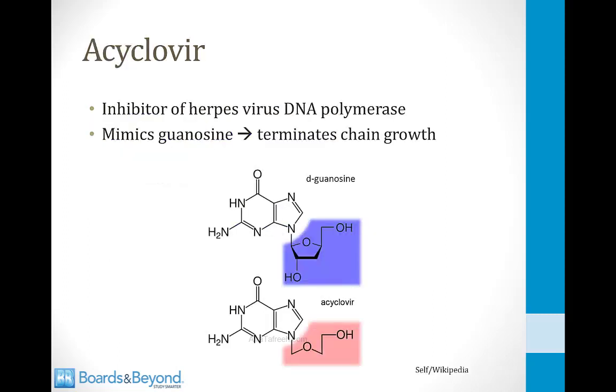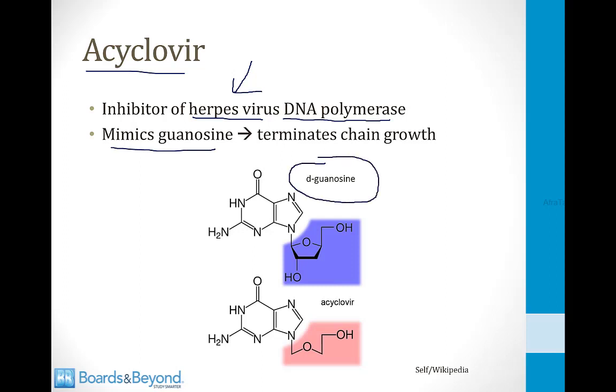The next drug is acyclovir, and this is an inhibitor of the herpes virus DNA polymerase. So herpes virus can synthesize its own DNA polymerase, and this drug will inhibit that enzyme. And the way it does this is by mimicking the nucleotide guanosine. So this is the chemical structure of deoxyguanosine right here.